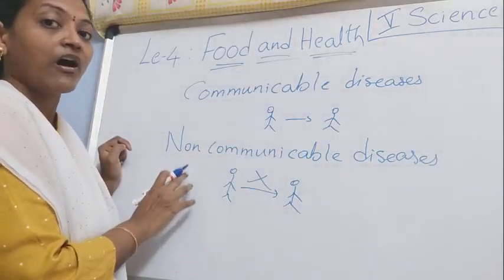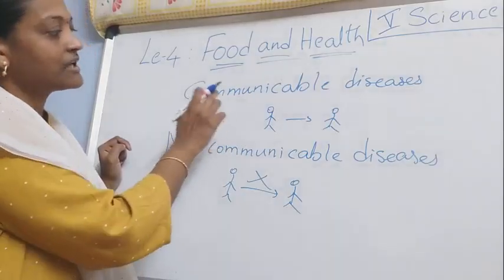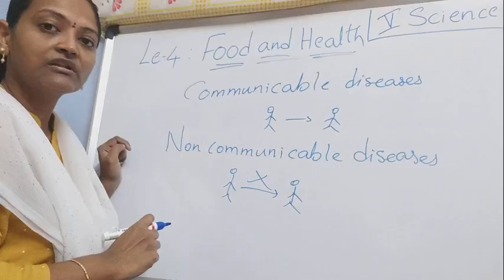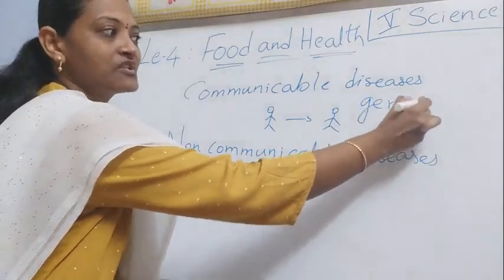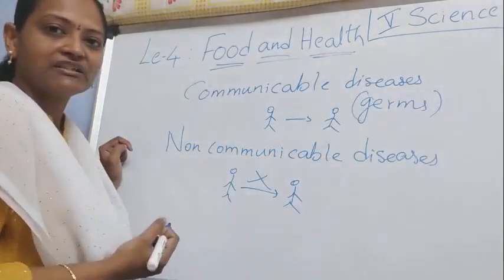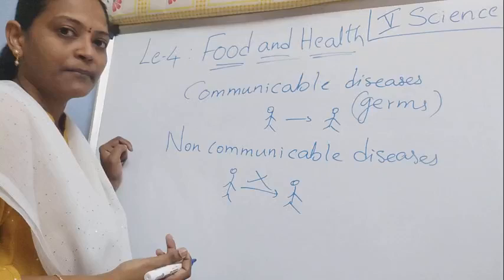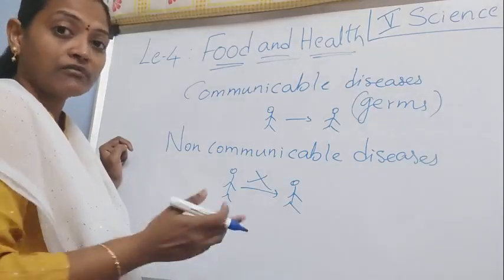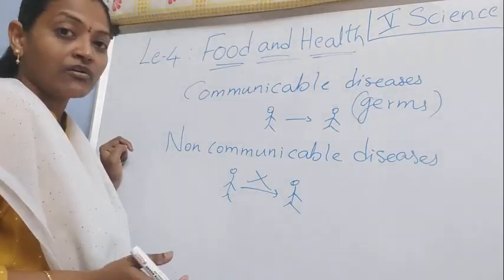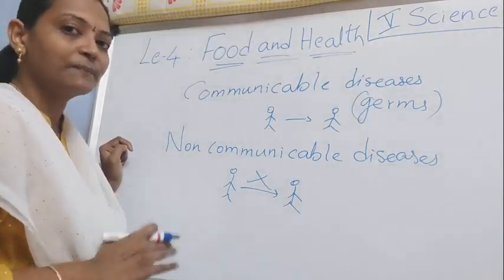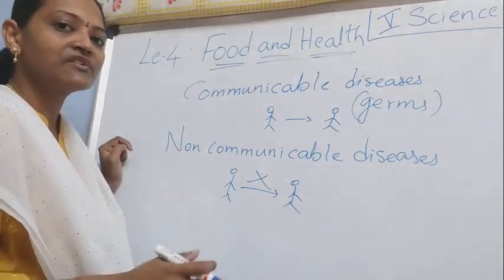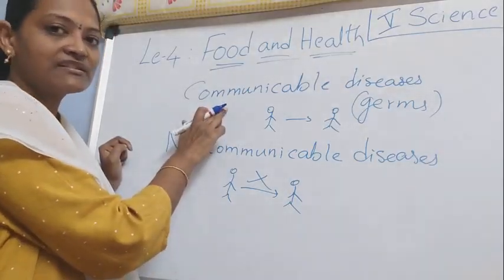Now we'll see how these diseases are caused. Now tell me, how are communicable diseases caused? Mainly due to germs, right? Different types of germs are there. What are those? Bacteria, virus, fungi, protozoa. Those germs are around us. Those microorganisms cause some diseases, which can transfer from one person to another person. Those types of diseases are called communicable diseases, right?